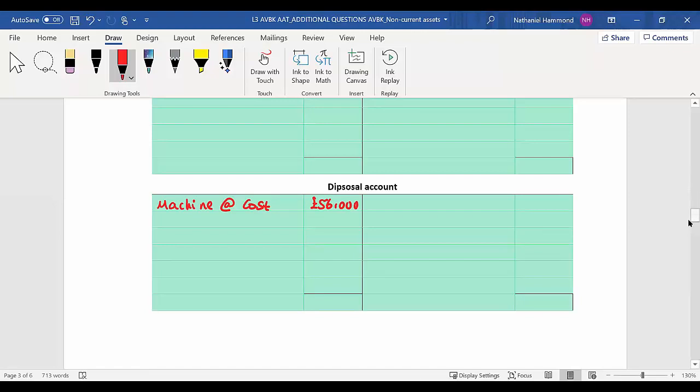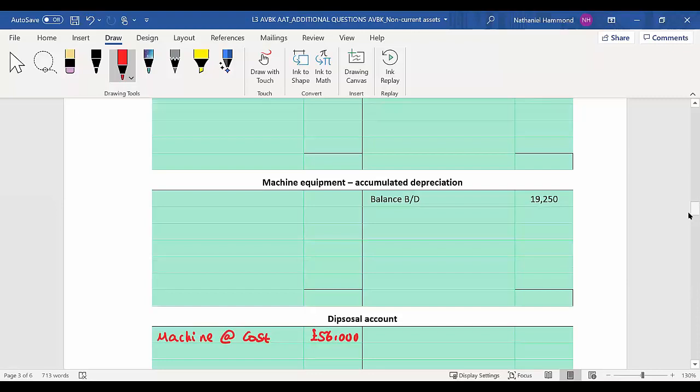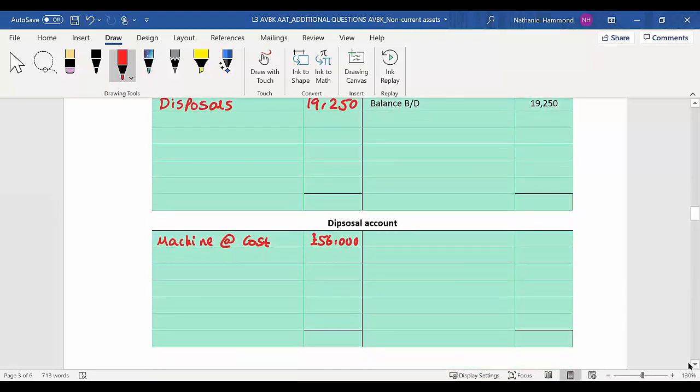Simple enough. And then step two, accumulated depreciation. So again, kind of handy in these questions because we can see what our balance brought down was, that is the figure that we're going to remove in these instances. So again, to remove accumulated depreciation, we're going to debit our depreciation account. So again, debit entry into the disposals. That's going to be for 19,250. And then of course, I'll just scroll down just so you guys can see it a bit clearer. In the disposals account, we're going to look at the accumulated depreciation.